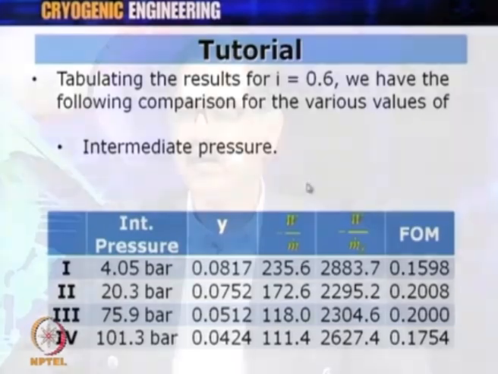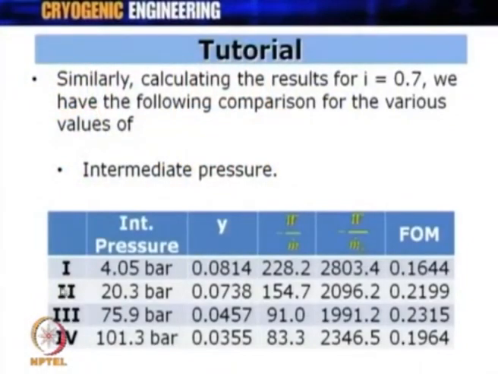Now, the same study is done at I equal to 0.7 also. We have carried out the same studies, and the results for I is equal to 0.7 for the various intermediate pressures are this. Again, you can see that as the intermediate pressure increases from 4 atmosphere to 20 to 75 to 101, Y again decreases from 0.08, 0.07, 0.04 and 0.03.